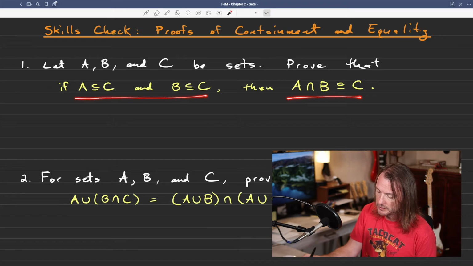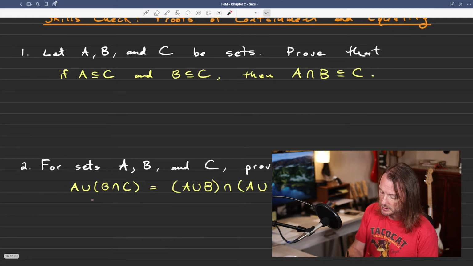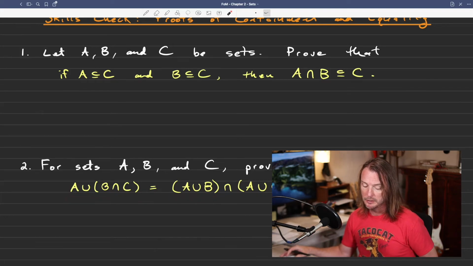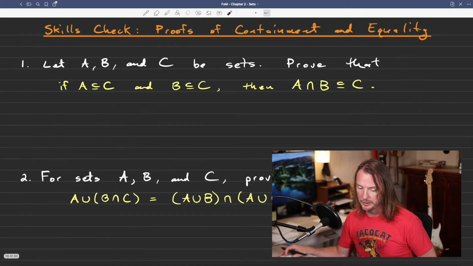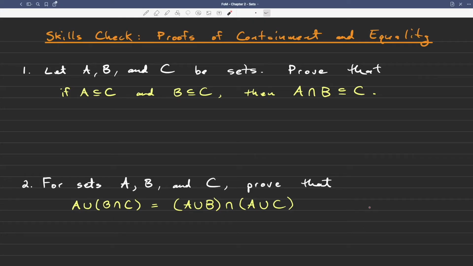So this one's more of a set containment proof that you have to deal with. And then the second one is a set equality proof. And you can do that one either by double containment, or you could do it by just working with the membership conditions, it turns out. So give those two a whirl, and we'll see what you come up with, and then we'll work through them together when we come back. Okay, welcome back. Let's run through these two proofs.